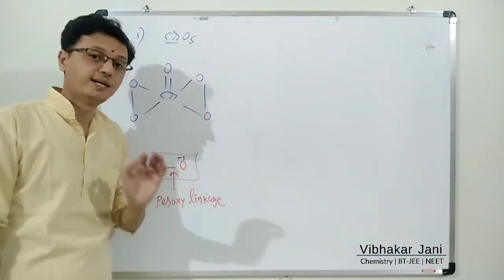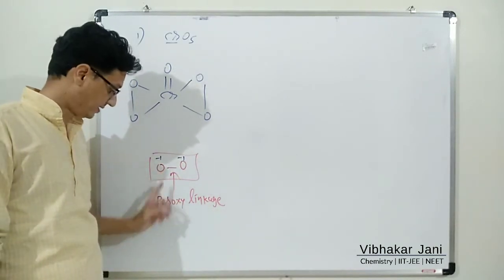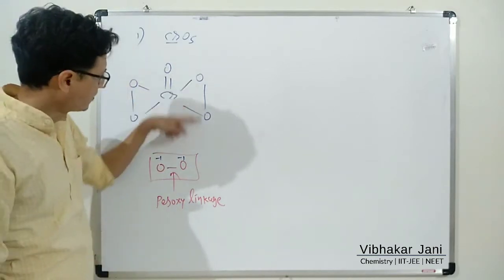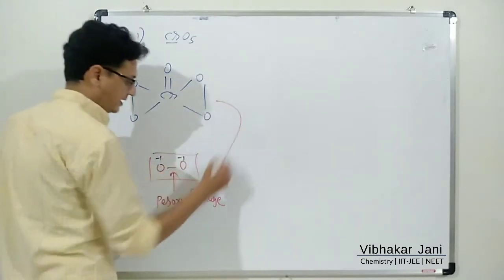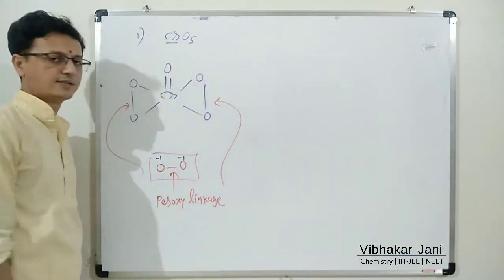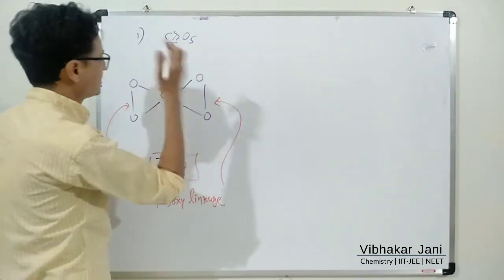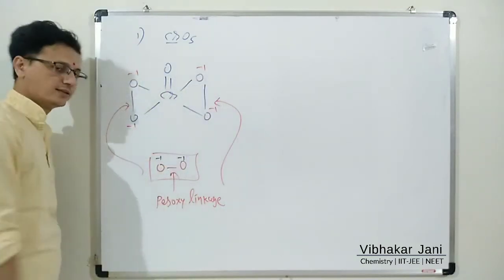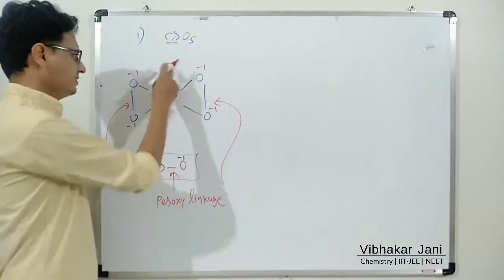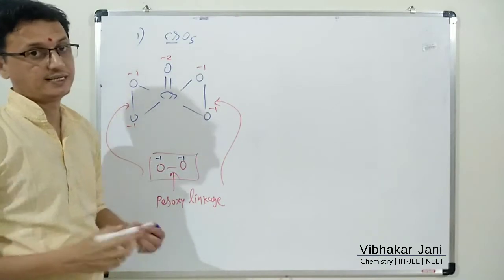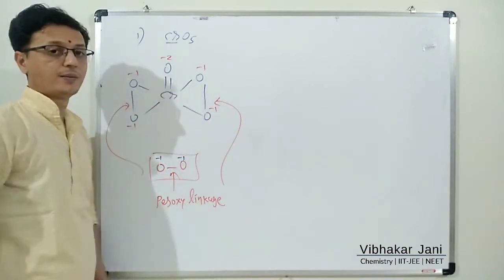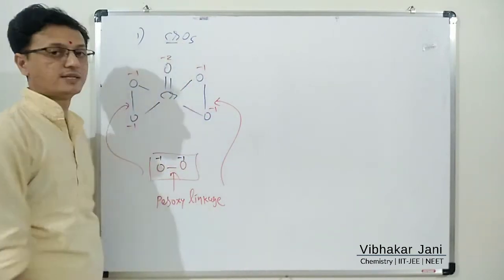So both oxygens attached in a peroxy linkage have -1 oxidation state. They are not considered as -2. So here we have a peroxy linkage, and as these 4 oxygens are in peroxy linkages, their oxidation state is -1. But this is the simple oxygen, so its oxidation state is -2. Now by using this data, we can calculate the oxidation state of chromium.